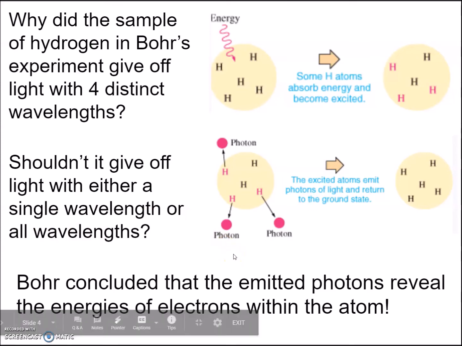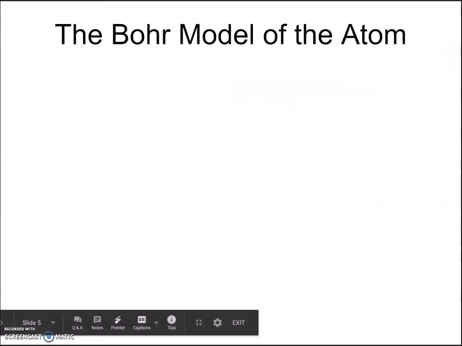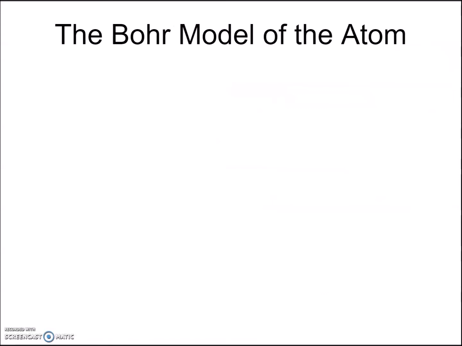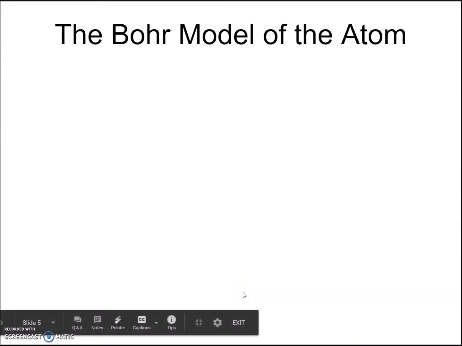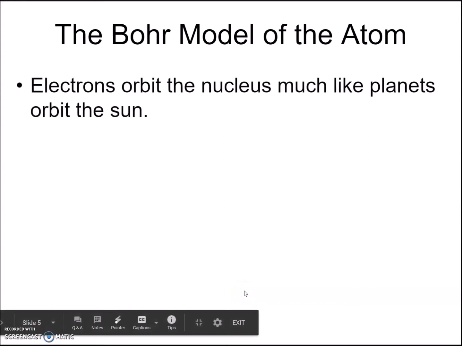Well, Bohr concluded that those emitted photons reveal the energies of the electrons inside, something you can't see. It's way too small for even any of the microscopes that we have today to see individual electrons. But you can tell the differences in energy levels by observing the light given off from excited atoms. That leads us to Bohr needing to develop an entire new model of the atom to be able to explain this. So here are the central tenets of the Bohr model.